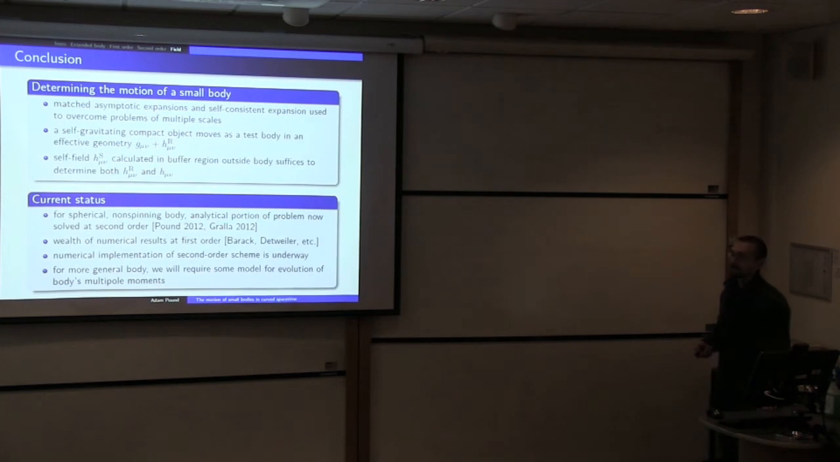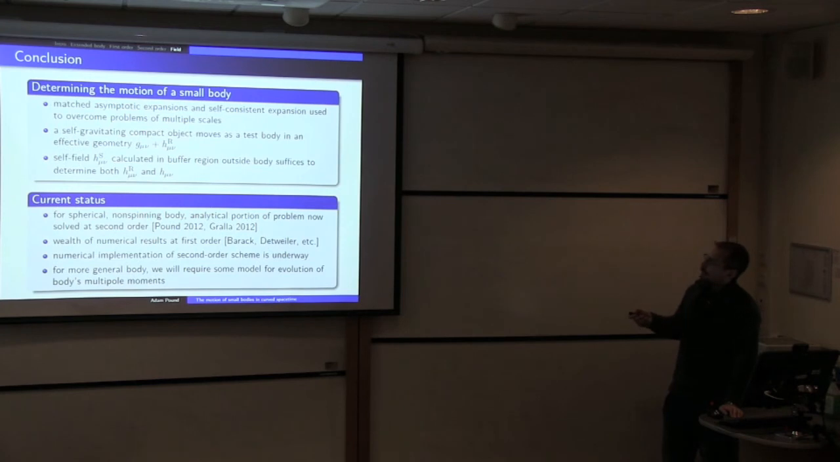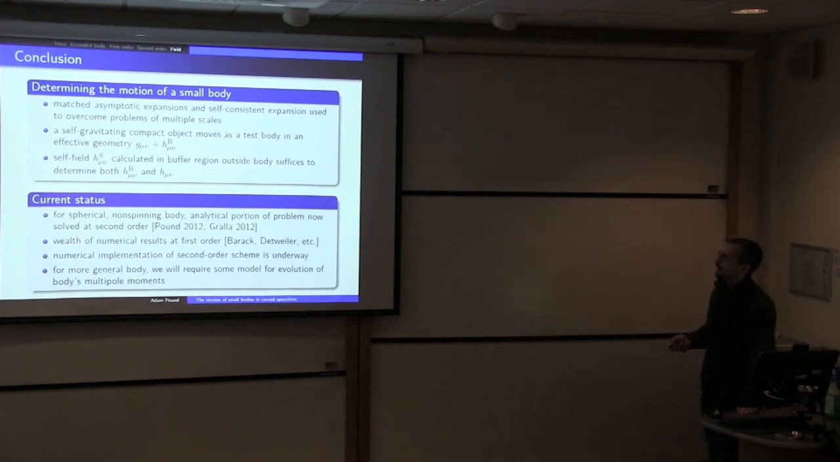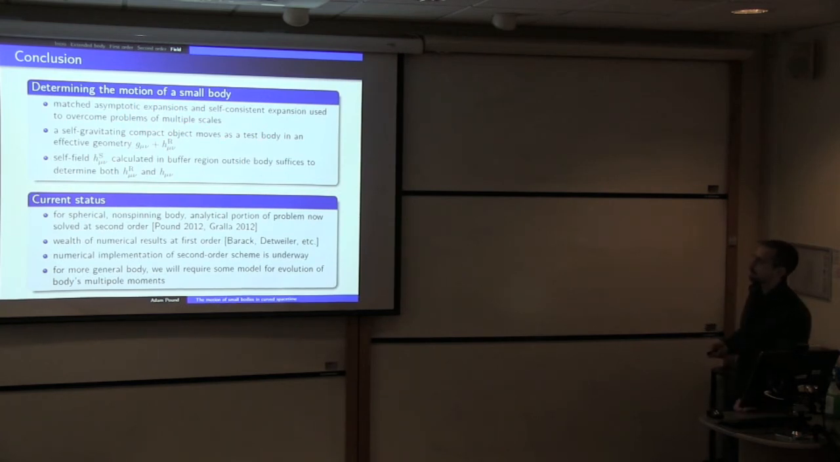Now let me briefly summarize in my last couple seconds. The basic game that we're playing here is determining the motion of a small object. We use matched asymptotic expansions and a self-consistent expansion to overcome problems of multiple length scales and multiple time scales. What we find is that at least through second order, a self-gravitating compact object moves as a test body in an effective geometry, g plus h^R, that is a solution to the vacuum Einstein equations.